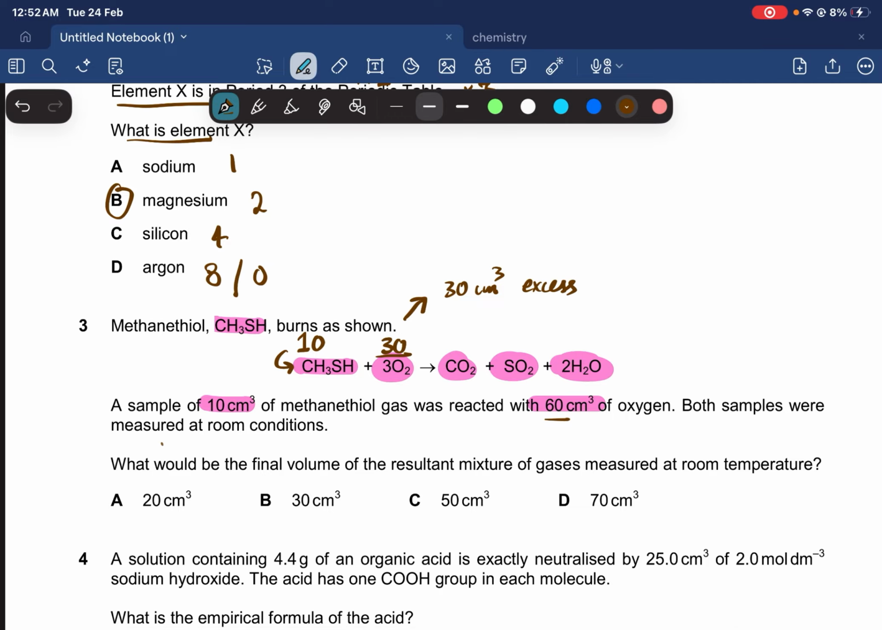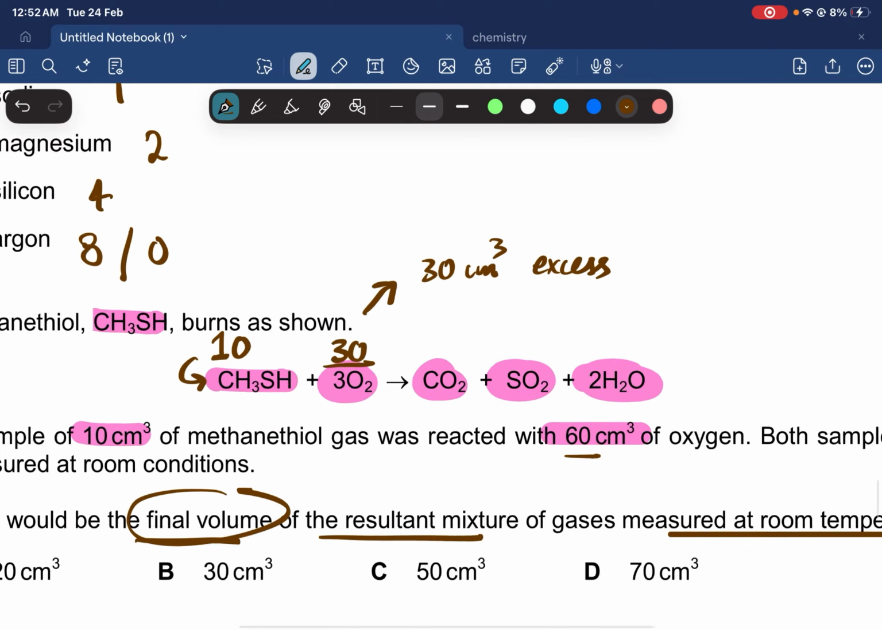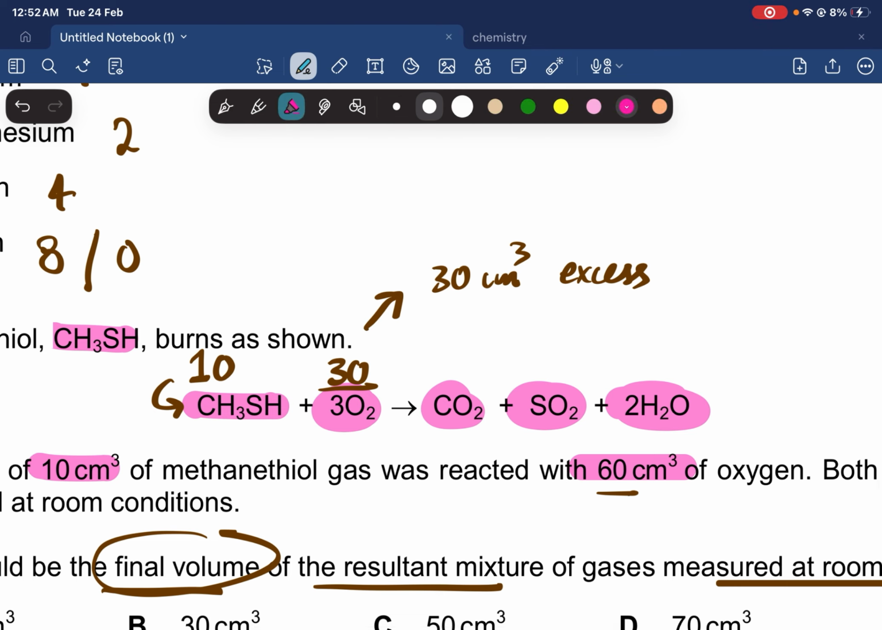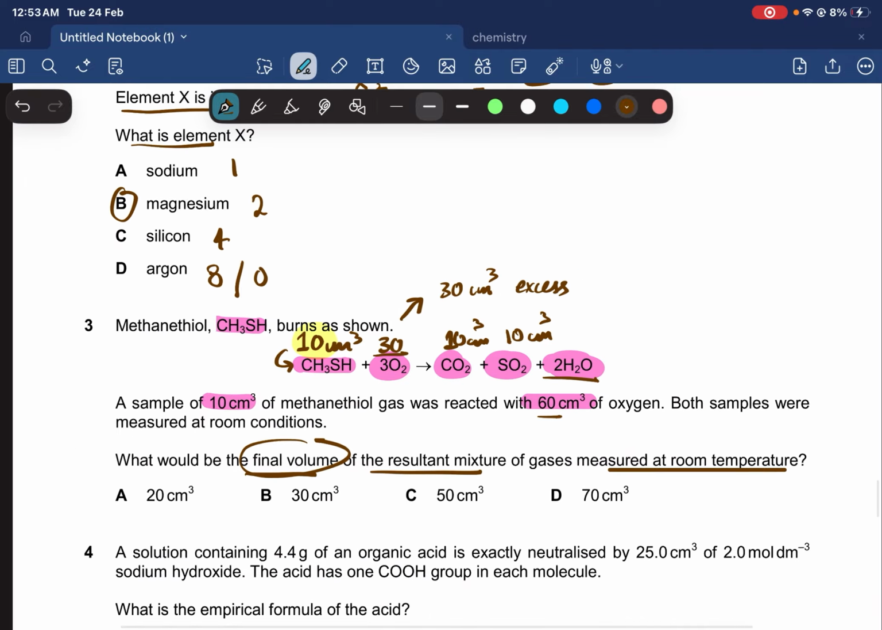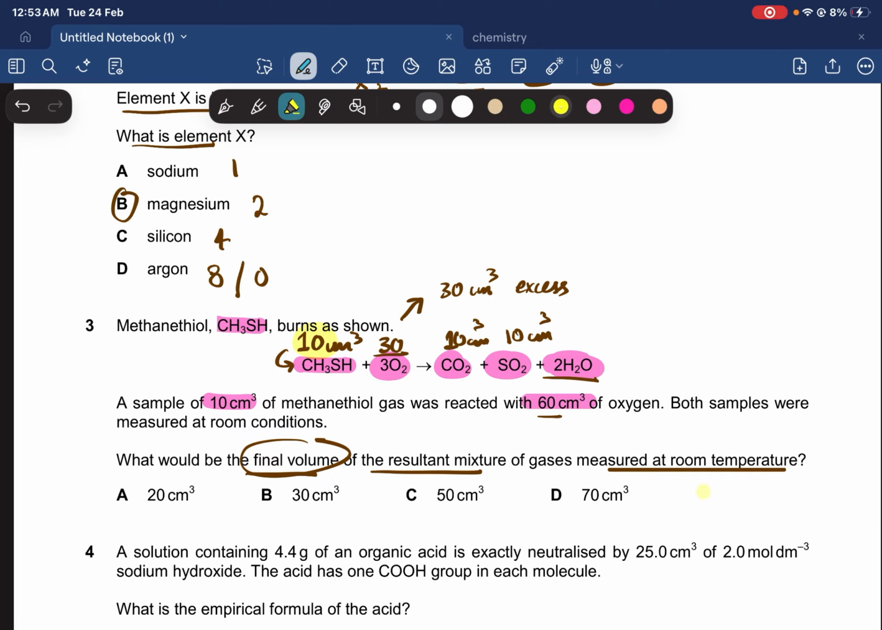Both samples were measured at room conditions. What would be the final volume of the resultant mixture of gases measured at room temperature? We know that the limiting reactant over here is methanethiol. So the moles of the limiting reactant determine the moles of the product. So if we have 10 cm cube of this, we're going to form 10 cm cube of carbon dioxide, 10 cm cube of SO2, and water, we're dealing with room temperature.